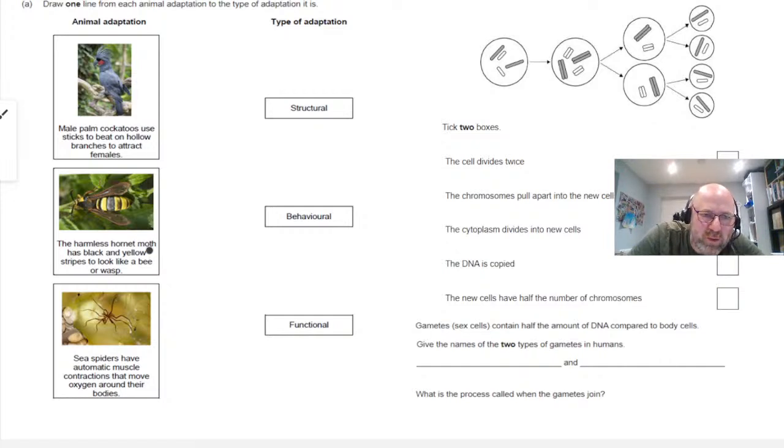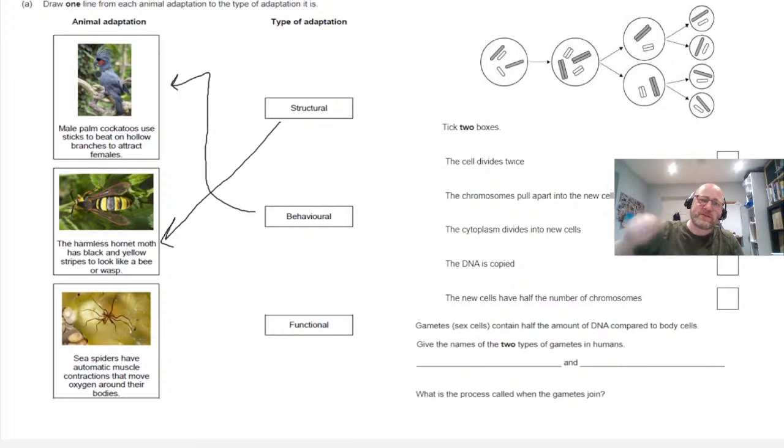Yeah, so the wasp is structural, guys. Anything physical is structural. Claws, teeth. If you get a 6 marker on adaptations, structural adaptations are like claws, teeth, stripes, camouflage, fur color. All of that is structural, physical things on the outside of the body. Now, behavioral, that's a behavior. They attract a female by banging on a stick. Hunting at night, that's all behavioral, so the way you behave.